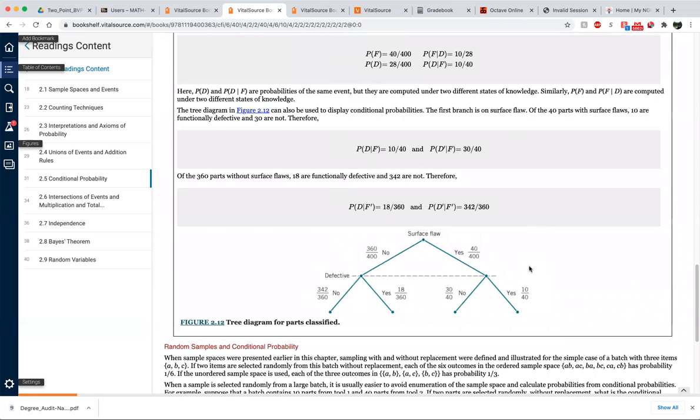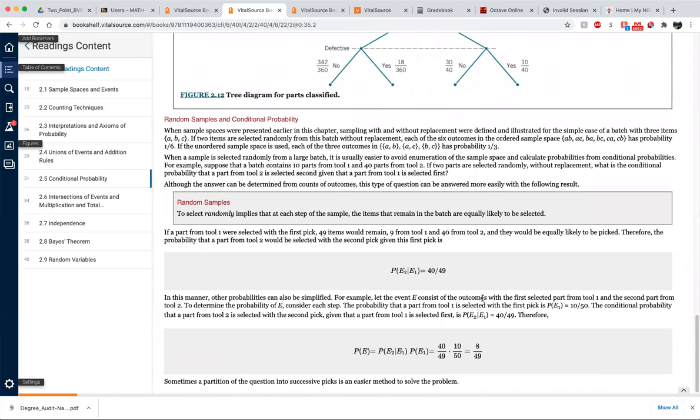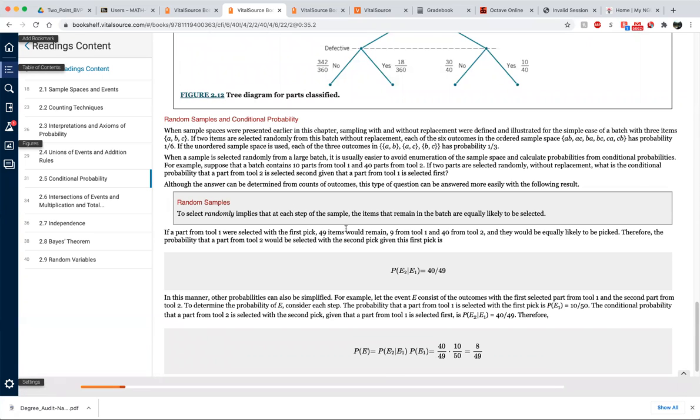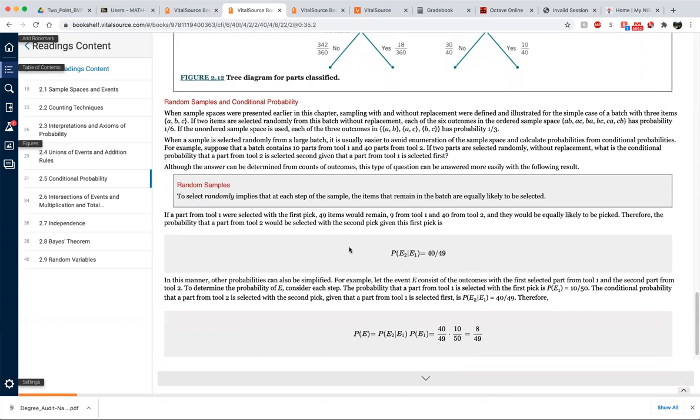Okay, so that's the diagram of the conditional probability. Now, random samples and conditional probability. So what's a random sample? To select randomly implies that at each step of the sample, the items that remain in the batch are equally likely to be selected. So look at this. Let me see right here.